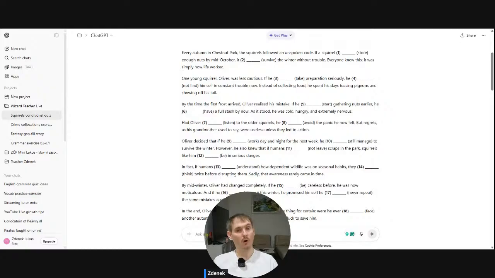One young squirrel, Oliver. Of all names, you choose the name Oliver for a squirrel? Oliver, squirrel Oliver. I guess it kind of rhymes. One young squirrel Oliver was less cautious. It was less careful. If he something preparation seriously, he, the verb is not find himself in constant trouble now. Instead of collecting food, he spent his days teasing pigeons and showing off his tail.